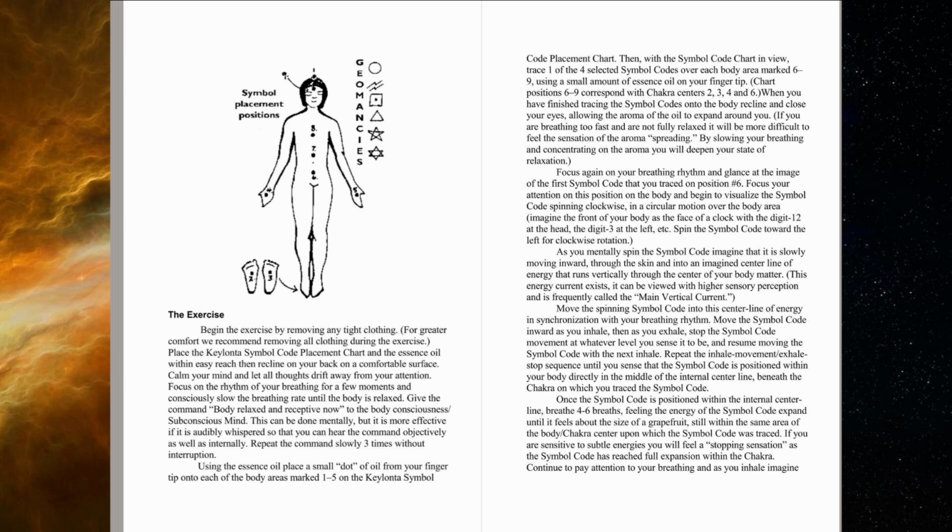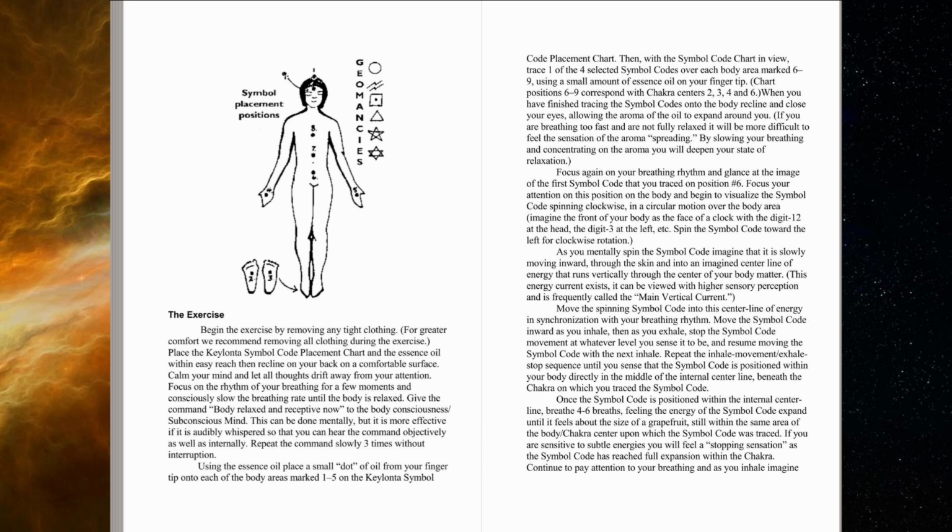Focus again on your breathing rhythm and glance at the image of the first symbol code that you traced on position 6. Focus your attention on this position of the body and begin to visualize the symbol code spinning clockwise in a circular motion over the body area. Imagine the front of your body as the face of a clock, with the digit 12 at the head and the digit 3 at the left, etc. Spin the symbol code towards the left for clockwise rotation.